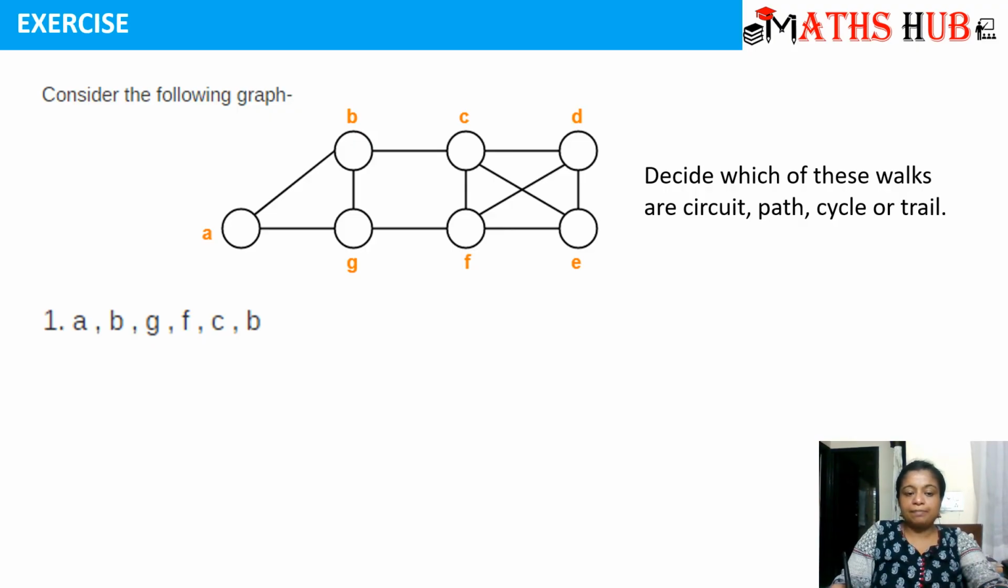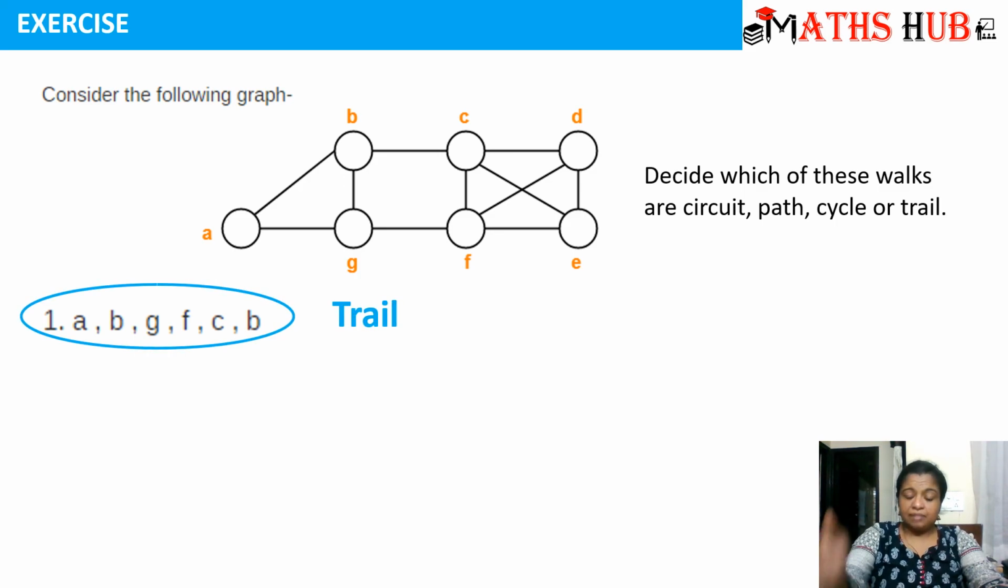So what is happening here? What type of walk is this? It's a trail because you can see that the vertex set is repeating but the edges are not repeating, right? Let's talk about the second one. We have G to F, F to C, C to B, B to G and G to A.